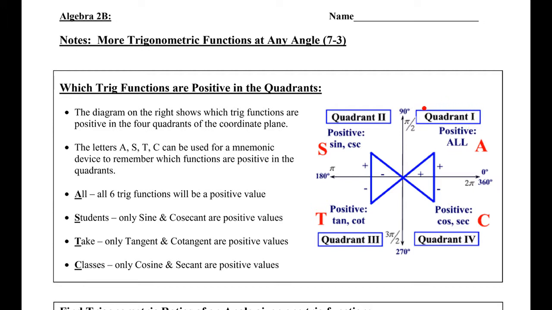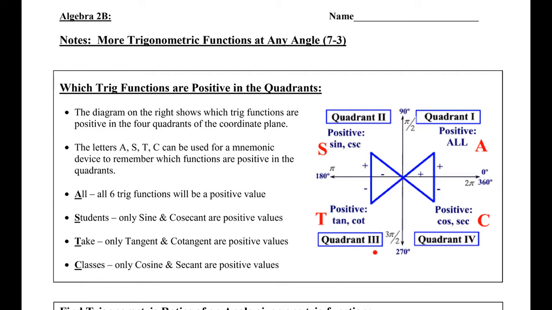In quadrant number 1, all of the trig ratios are positive. That's the original trig ratios, sine, cosine, and tangent, and their reciprocal trig ratios, cosecant, secant, and cotangent. In quadrant number 2, we have two trig ratios that are positive. Sine is positive, and its reciprocal, cosecant, is positive.